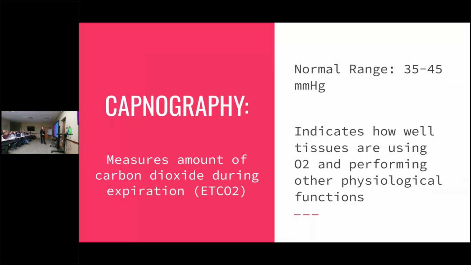And then capnography. Capnography measures the amount of carbon dioxide during expiration. So that's your end tidal carbon dioxide reading, EtCO2. The normal range for your end tidal CO2 is between 35 and 45 millimeters of mercury. Your capnography reading indicates how well tissues are using oxygen and performing other physiological functions.